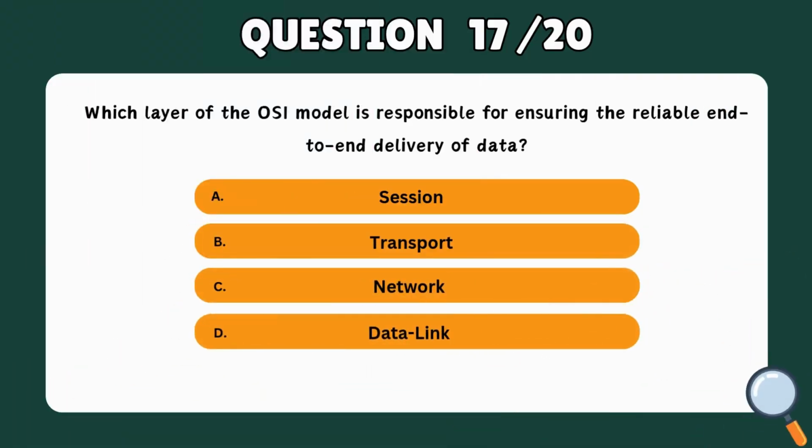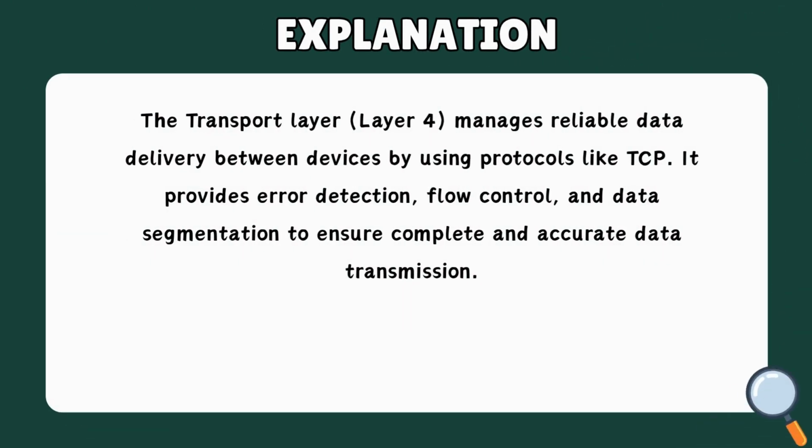Question 17. Which layer of the OSI model is responsible for ensuring the reliable end-to-end delivery of data? A. Session. B. Transport. C. Network. D. Data link. Correct answer, B. Transport. The transport layer, Layer 4, manages reliable data delivery between devices by using protocols like TCP. It provides error detection, flow control, and data segmentation to ensure complete and accurate data transmission.